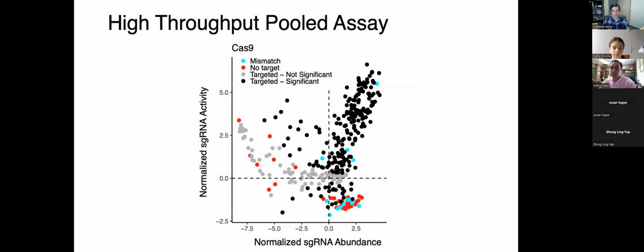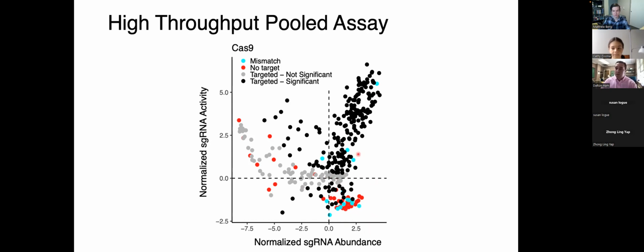So this is the outcome of that experiment, where each dot here represents a single, a unique guide from within the pool. The black ones are ones which have been significantly altered from the average, either up or down. The gray ones are perfectly matching guides that are not significant. The red ones are non-targeting and the cyan are mismatch. Firstly, you'll note that the cyan and the red ones are not becoming enriched, which is exactly what we'd expect from negative controls. So they're very low on the y-axis, which is good.